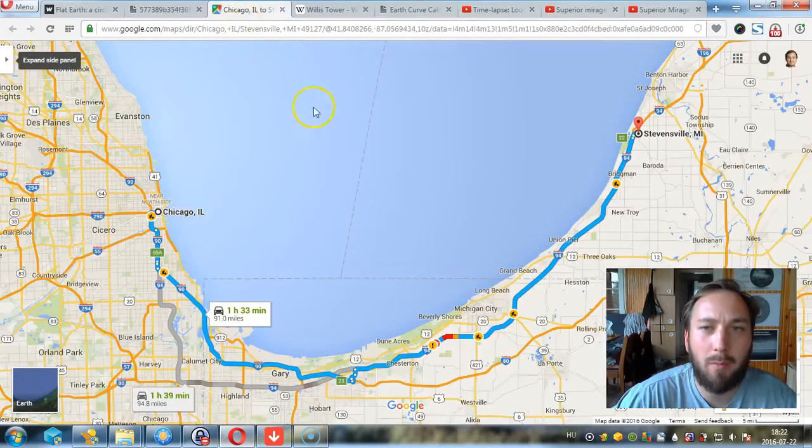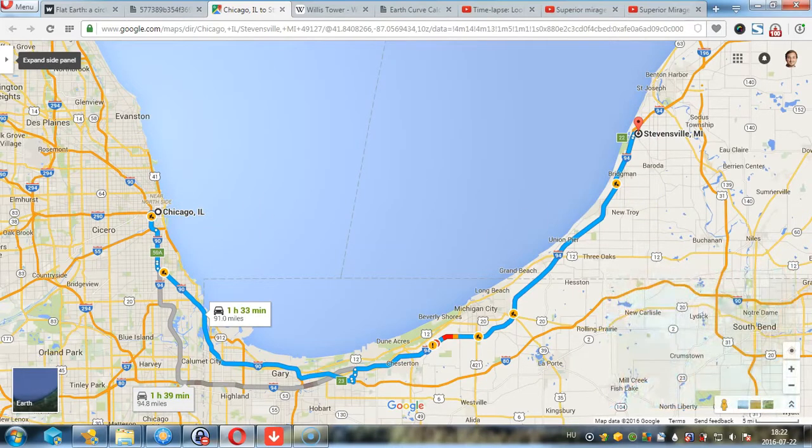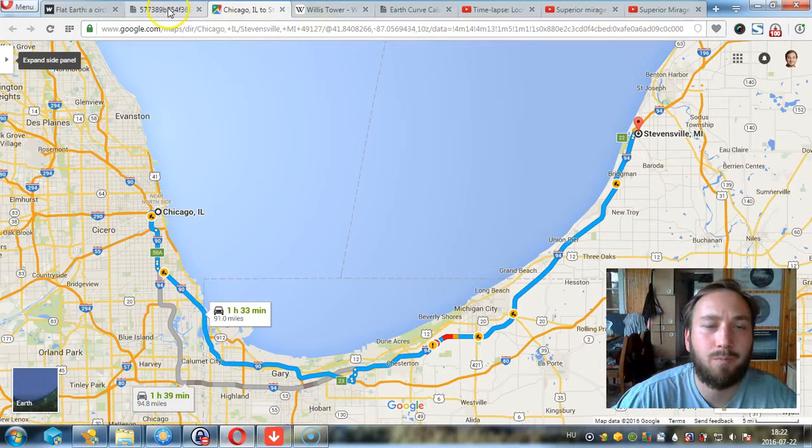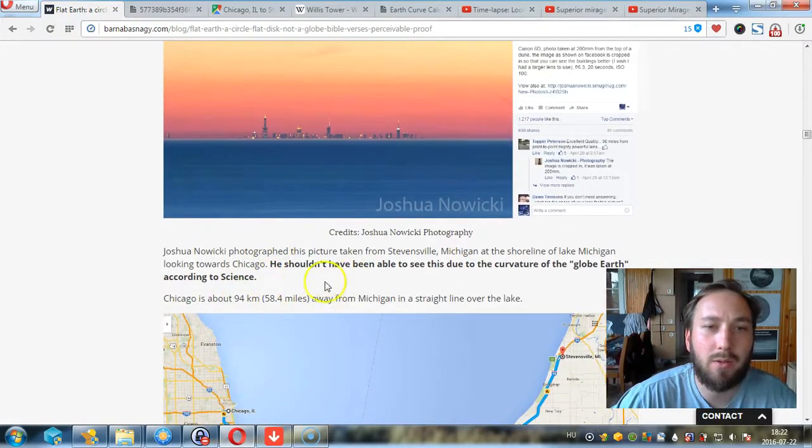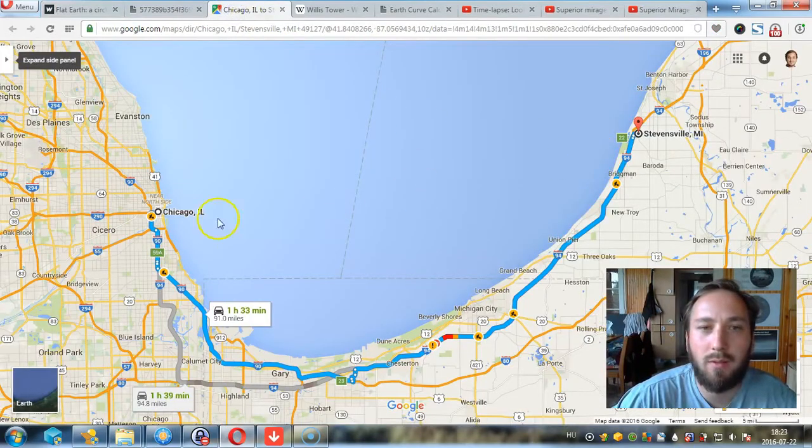And so let's open up the map, the traditional map. This is Stevensville, where Joshua Nowicki was taking the picture from, and this is Chicago. If you look at this liner, you can measure the air miles between the two. And so I measured it, and it's about 94 kilometers or 58.4 miles. You can check it out yourself, measure it yourself, and see for yourself. It's about that.